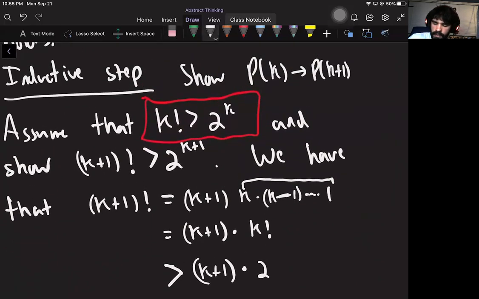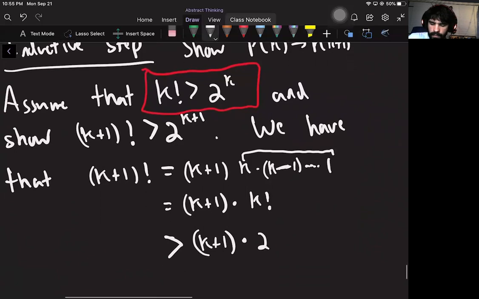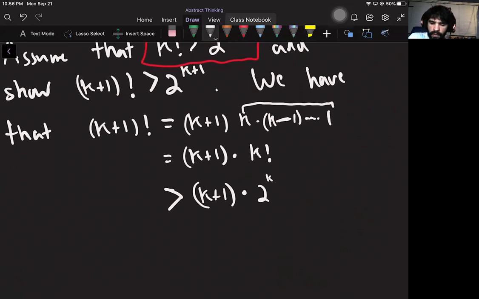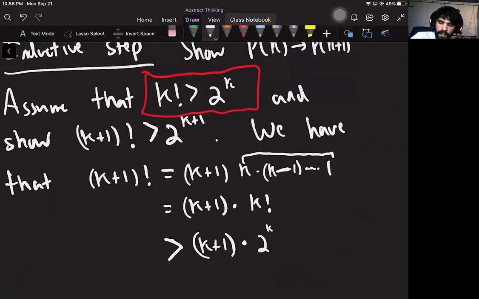So we're going to replace K factorial with 2 to the K because that's assumed that that's already greater than that. Okay, and now I know exactly what I need to get to, and that is this thing. So I just got to think about how to get to that.